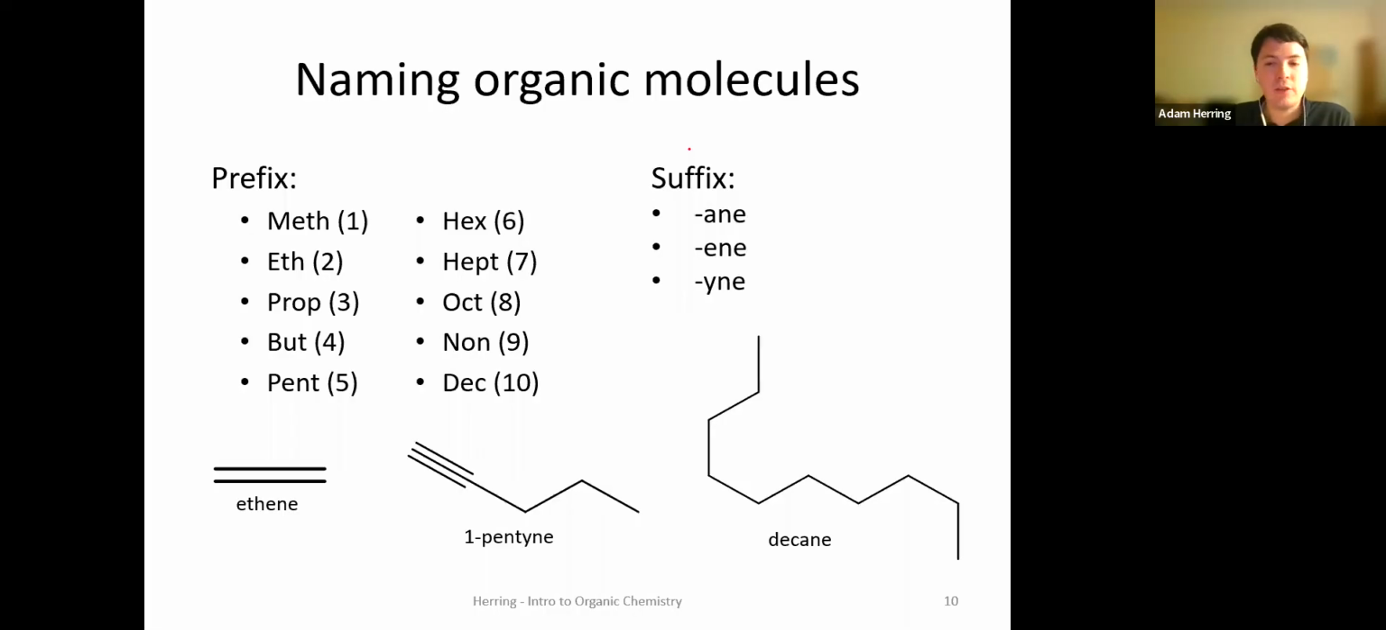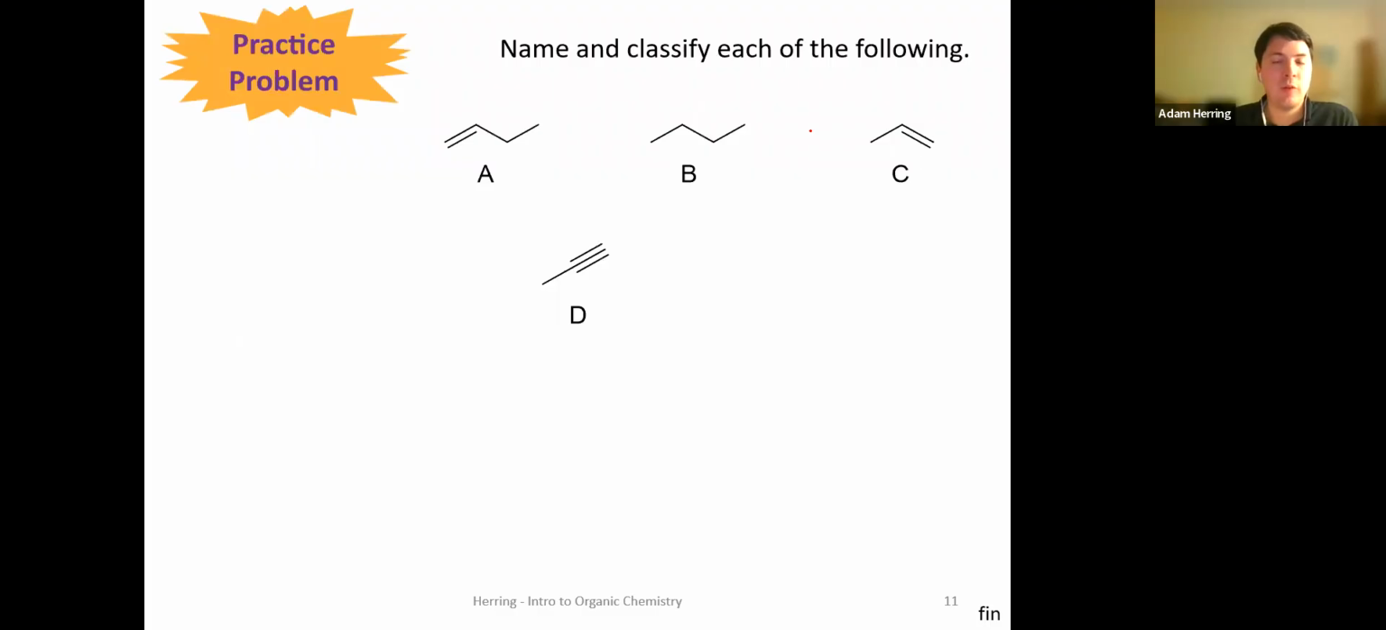All right, now let's let you have a turn trying to determine the identities of different molecules. For each of these 4, try and name and classify them. Pause the video and see if you can figure this one out on your own. Welcome back.